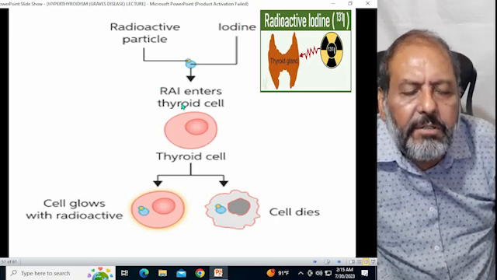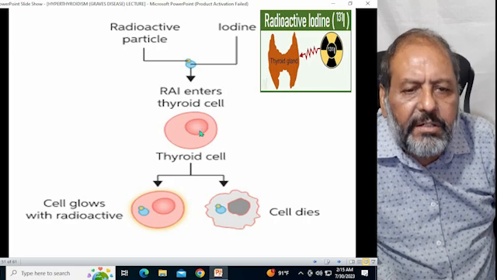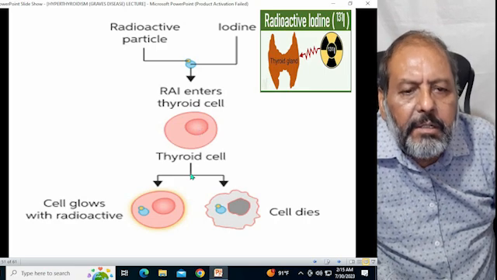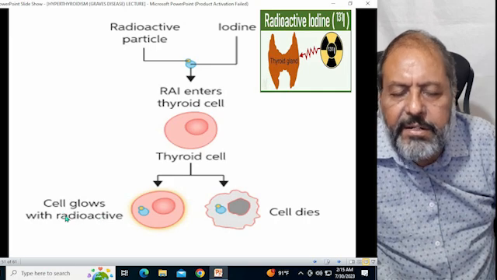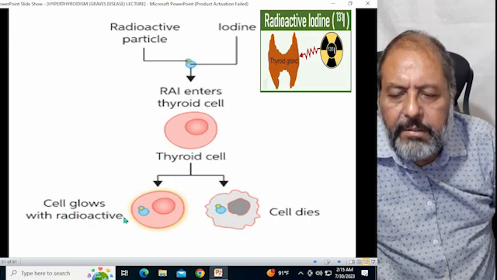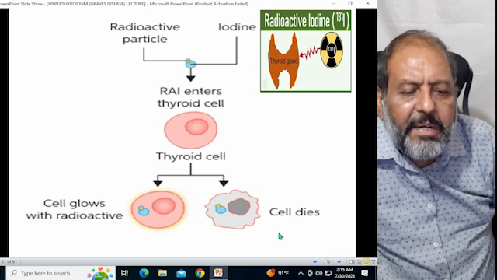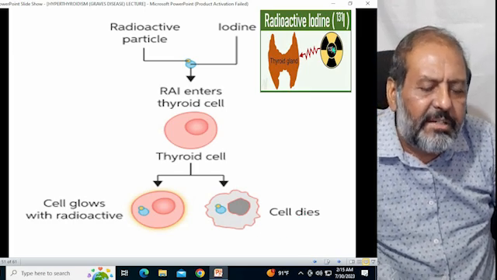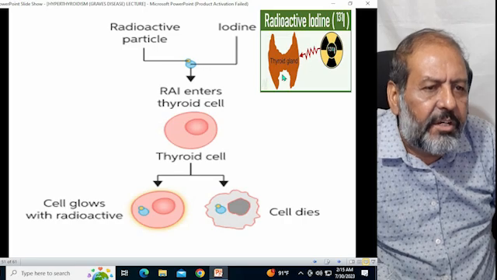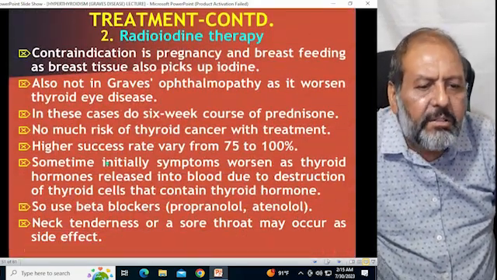Radioactive particles are attached to the iodine, and this radioactive iodine enters the thyroid cells. When the cell takes up the radioactive iodine, that cell glows with the radioactivity, and ultimately the cell dies. So that is the mechanism by which the radioactive iodine is going to damage the thyroid tissue.